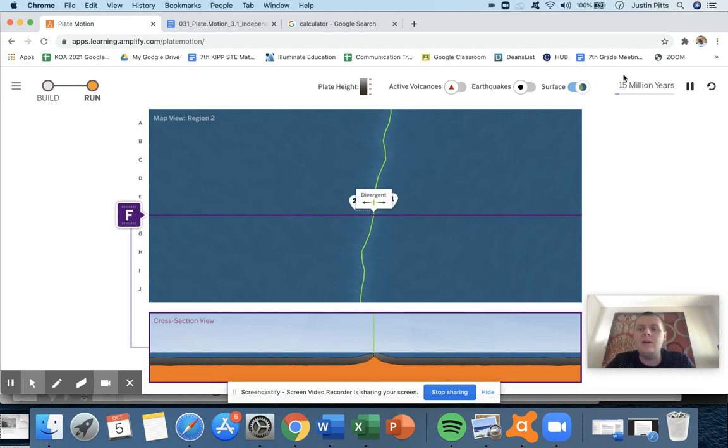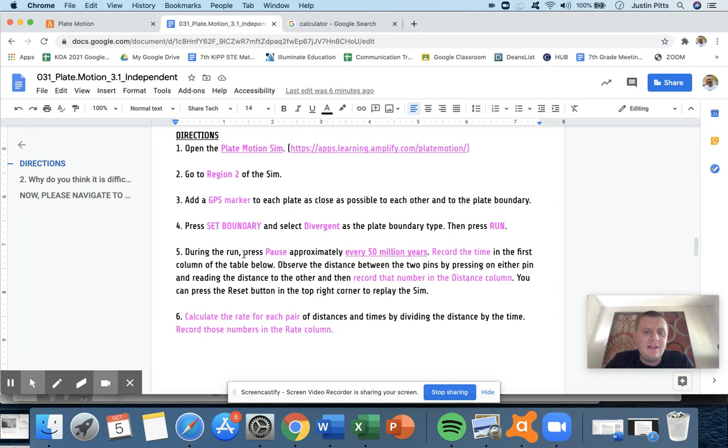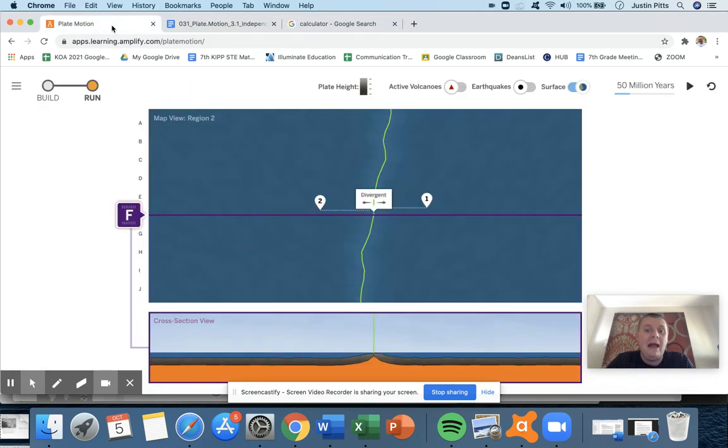You will see up here at the top are millions of years. We're going to stop that as close as we can to 50. And look, I did really good that time. I actually got it right on 50. But if you're just a few years off, that's also okay. It then tells me that once I've done that, I need to observe the distance between the two pins by pressing on either pin.